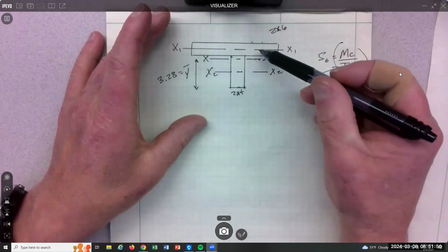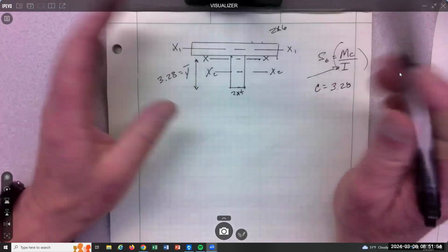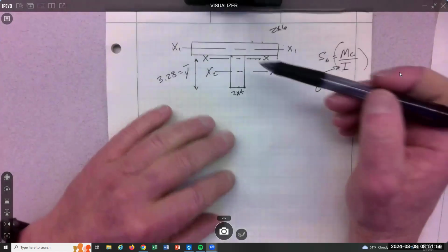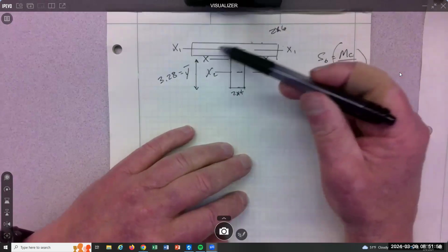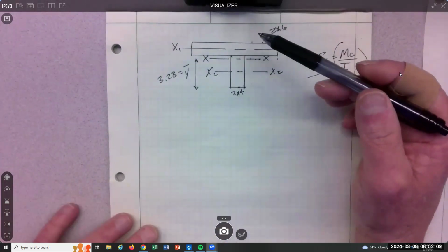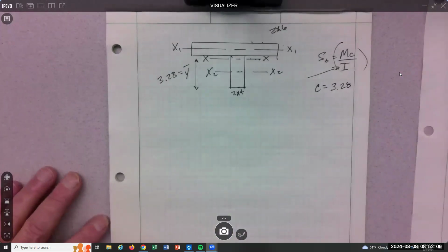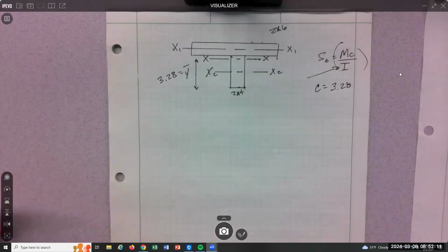Doesn't matter if this is made out of wood or steel or titanium or silly putty. The inertia is the same. It is a property of its cross-sectional shape. Super important that you get that, right? So we don't need to know what this material is. We just need to know what the cross-sectional geometry is, and then we can get the inertia.